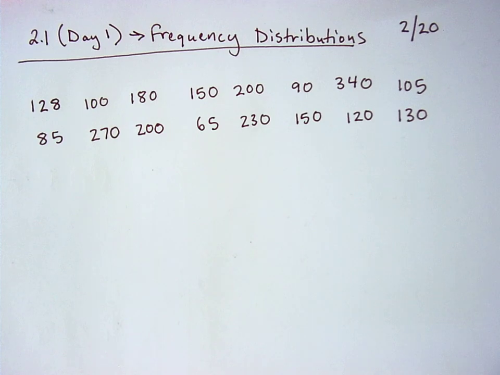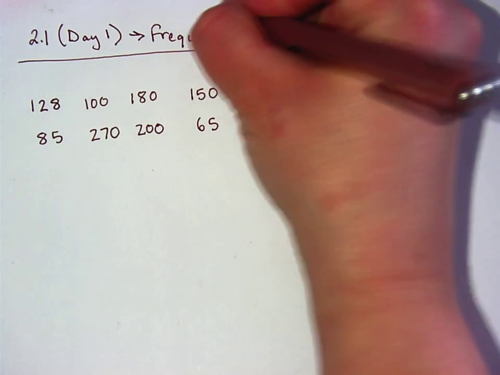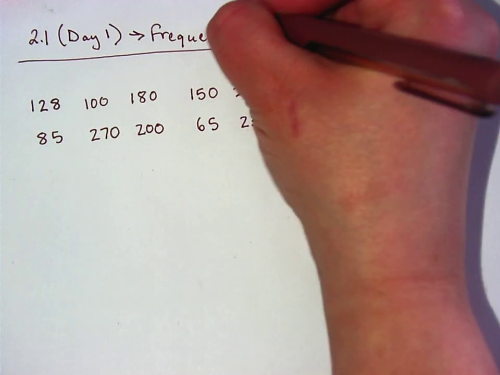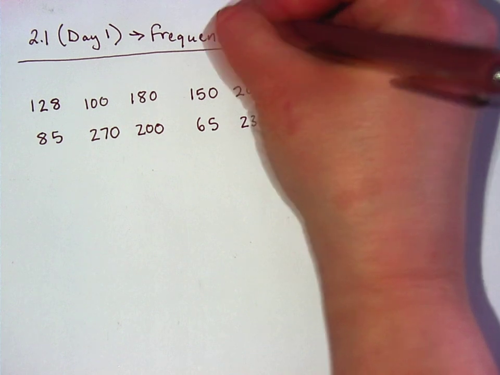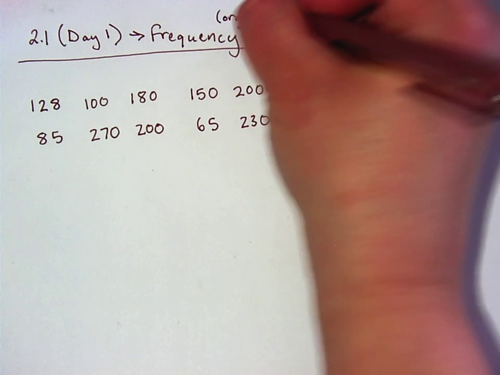Now, if you want to put it into a graph, which this chapter is all about graphing, then you first have to put it into a table. And that's what a frequency distribution is. It's an organized table.